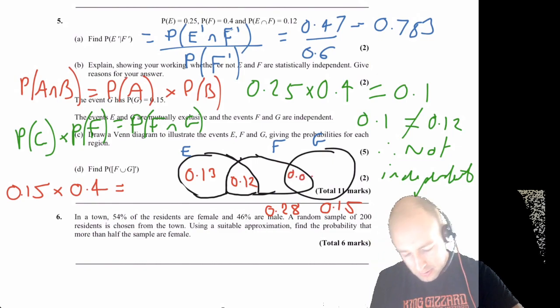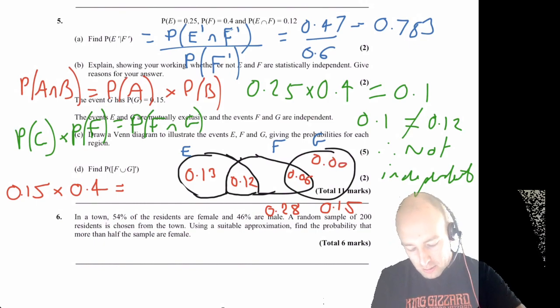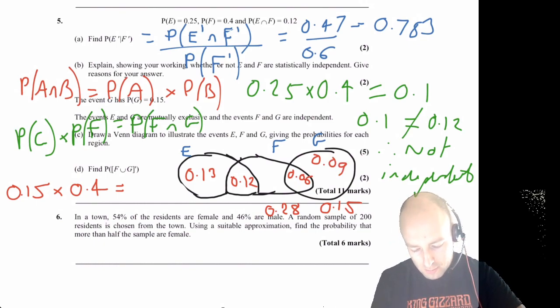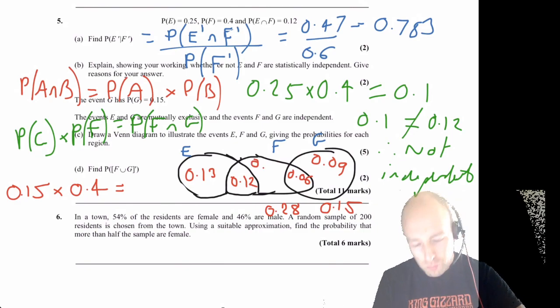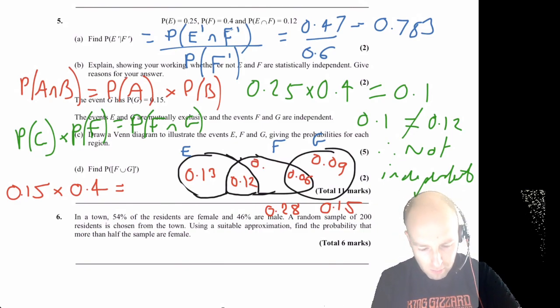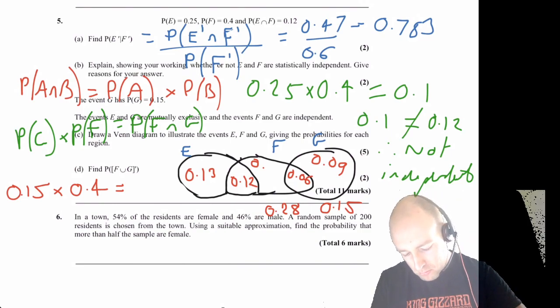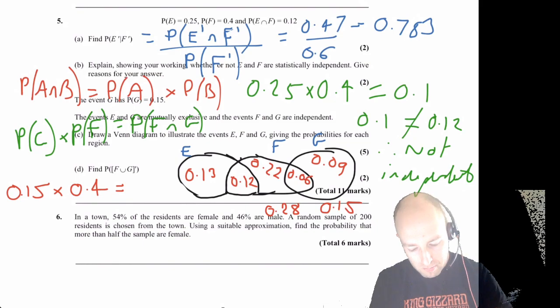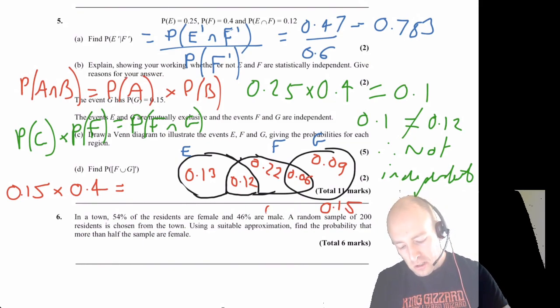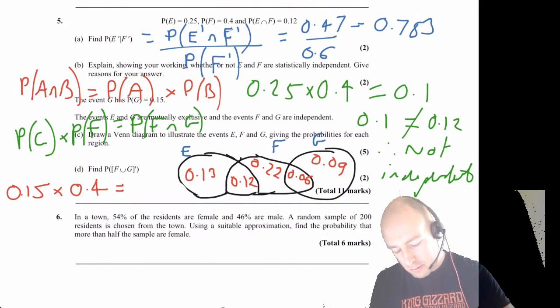Which means that the rest of G is going to be 0.09, and the rest of F here is going to be 0.1. No, is that right? No. 0.22. That should all add up. Cool. And then all I need to do is put a box around it.